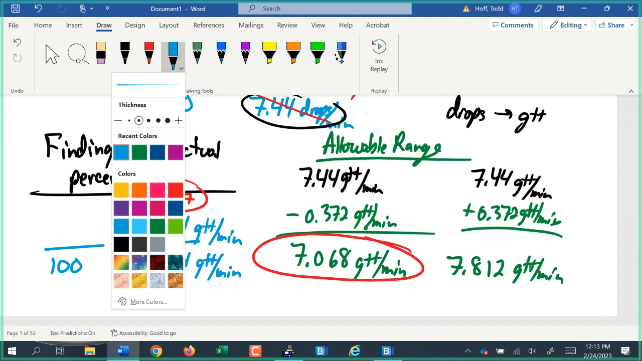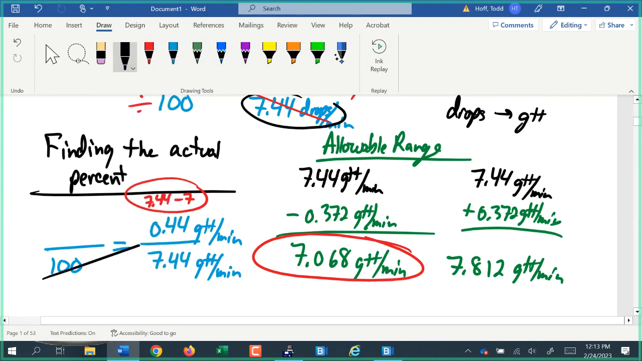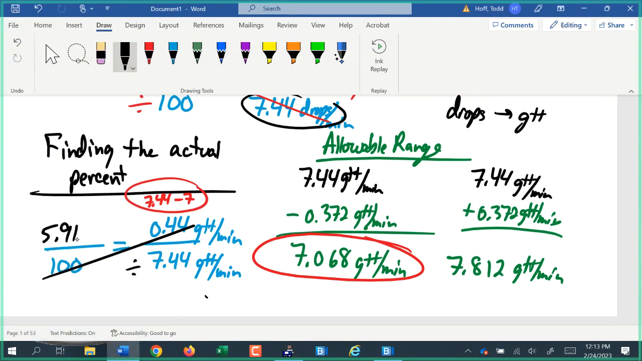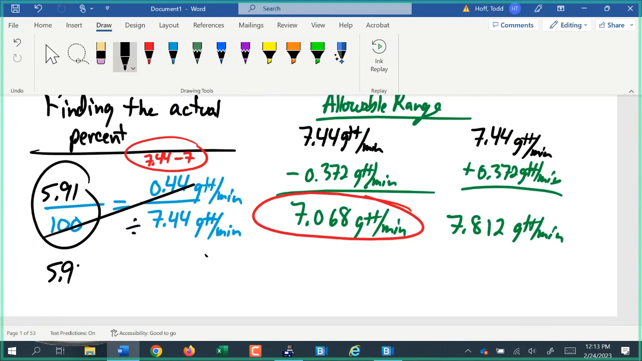And now we can cross multiply and divide. 100 times 0.44 divided by 7.44 gives us 5.91%. 5.91 out of 100, or 5.91%, which again is larger than our 5% of allowable error. So we know that is not an acceptable setting for us.